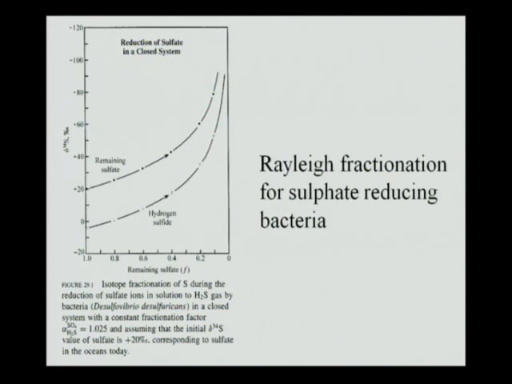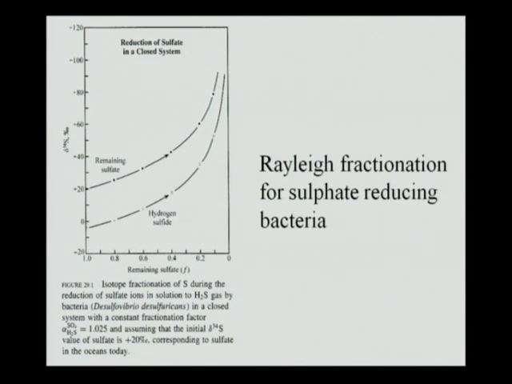Then, going from 100% sulfate to 0% sulfate, the fraction of sulfate remaining, one goes from here. This is a product, and therefore the residue becomes enriched in sulfur 34, and therefore the value of the remaining sulfate increases. Is that clear?